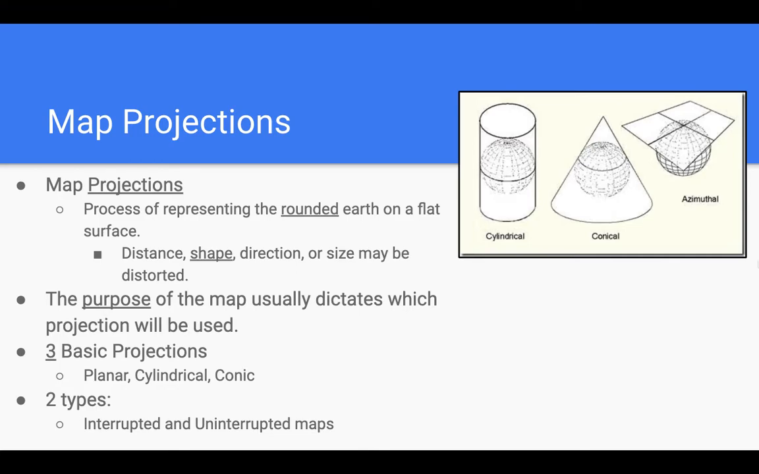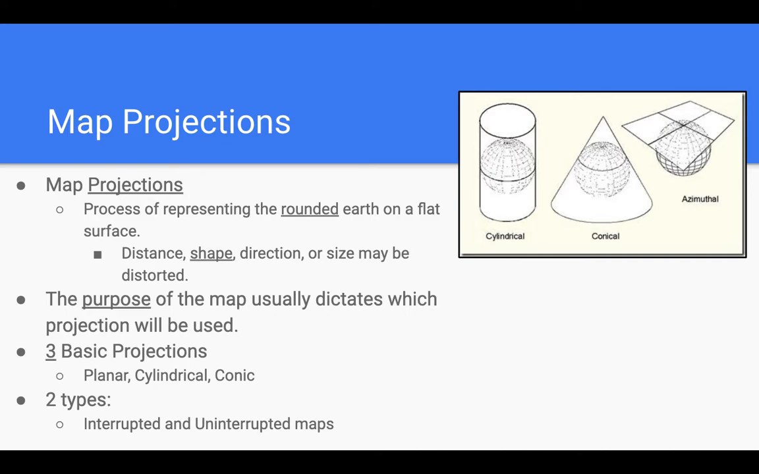Okay, map projections. There are all kinds of different types of map projections, depending on what you want to see in regard to the Earth. A map projection is a process of representing the rounded Earth on a flat surface. Like I said, distance, shape, and direction may be, and are, distorted in some way. But the purpose of the map usually dictates which projection will be used.